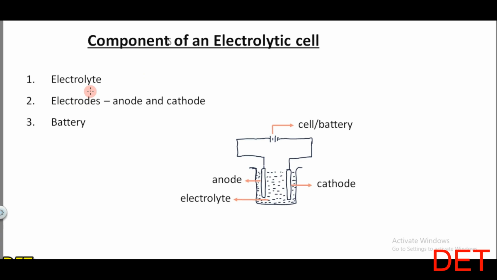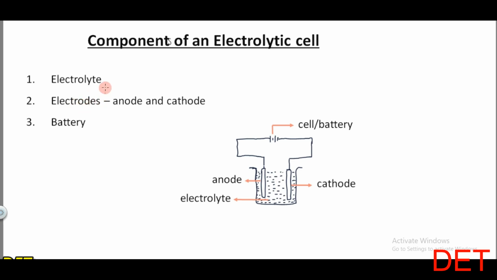We have the electrolyte, which is the compound in its molten state or in solution. This is the electrolyte. This liquid that you're seeing, this solution here, is a solution of the compound, or the compound in its molten state. That is the electrolyte.